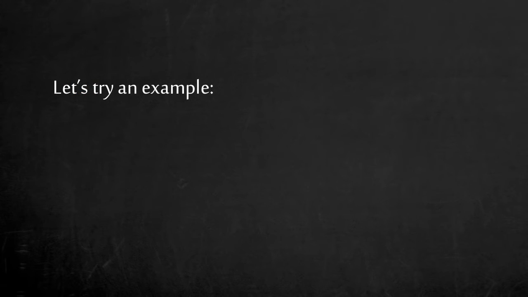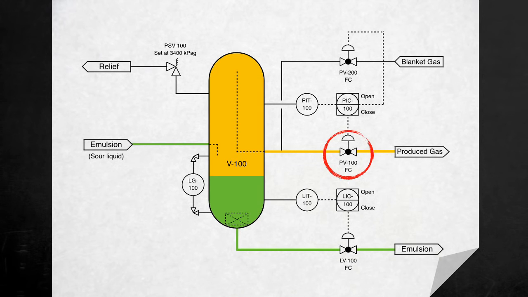Let's try an example. In this example from the HAZOP and LOPA crash courses, we have a separator vessel with product coming in as emulsion. This vessel has a pressure control loop and a level control loop. This vessel has a maximum allowable working pressure slightly above the pressure safety valve set point at 3,400 kPa. What is the worst credible scenario if PV100 were to fail in the closed position?